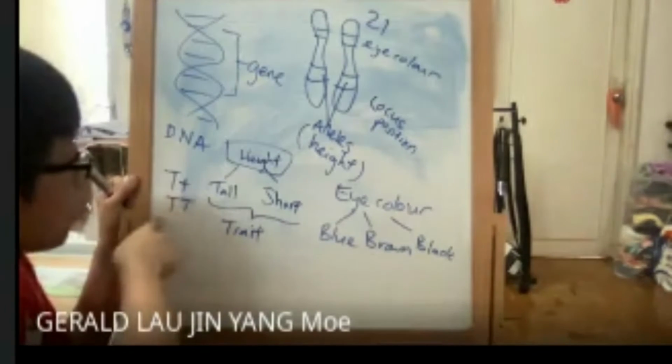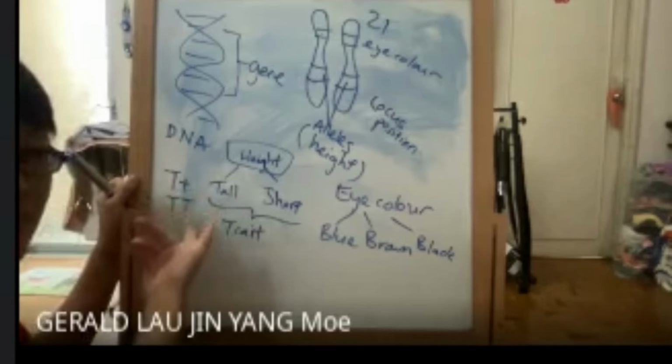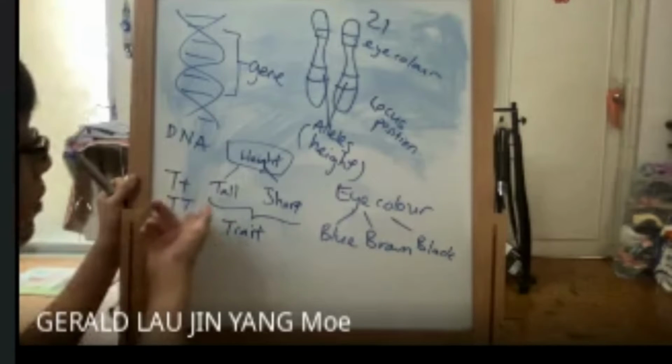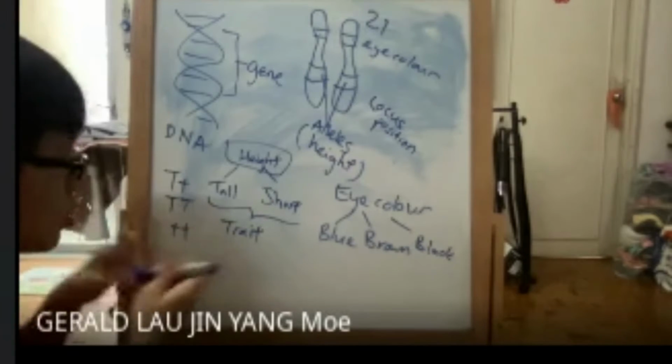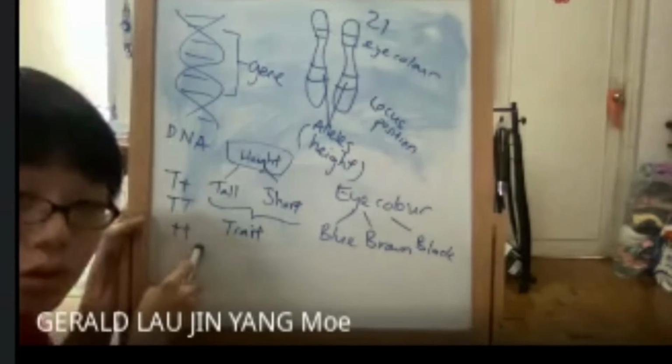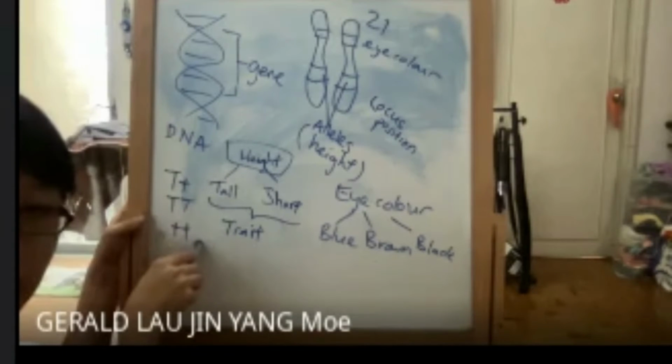Okay, this one, two also dominant. Confirm, both dominant alleles, that means the dominant trait is expressed, that means will be tall. But what if I have two small t? Two small t, there's no dominant allele. So only the recessive allele can be expressed. Understand or not?